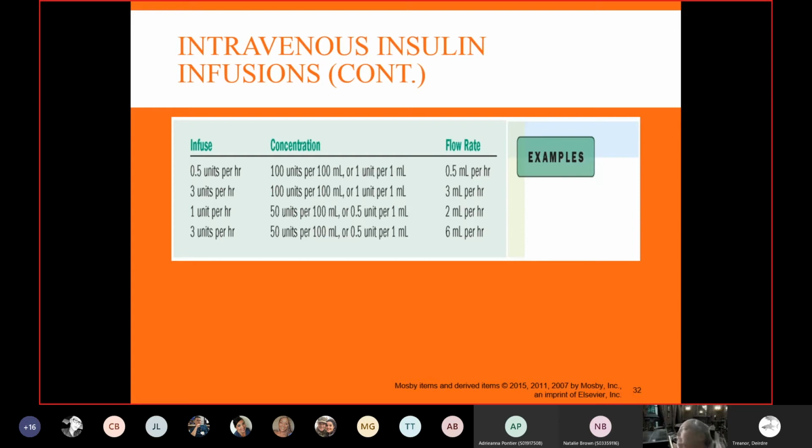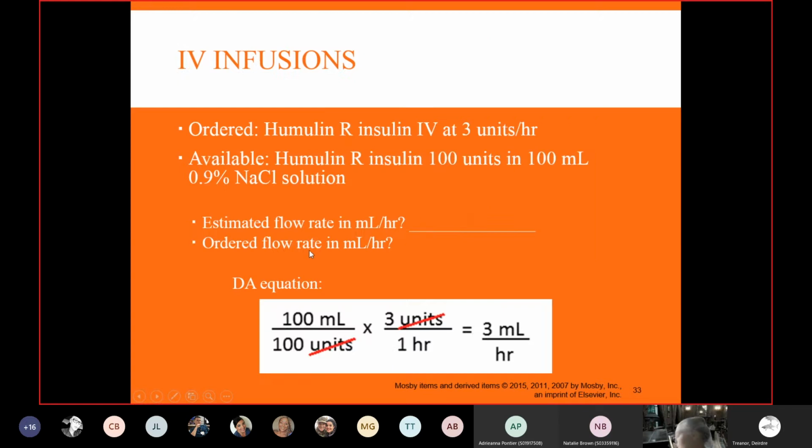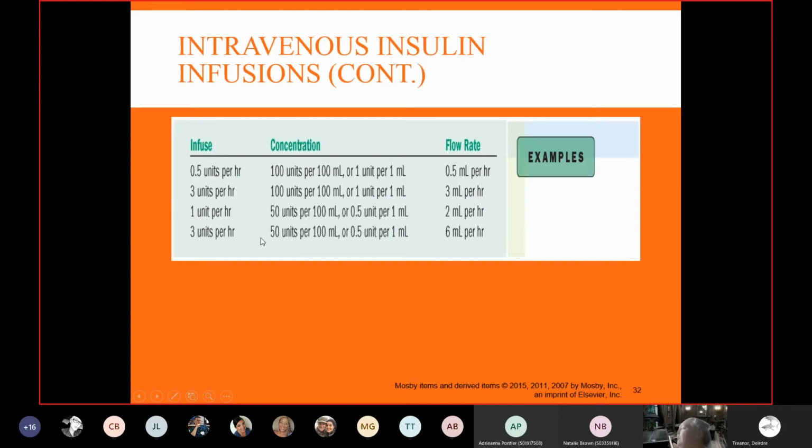So usually the order is going to tell you how many units per hour you're going to infuse it. You may have to figure out the flow rate with the concentration. Now, if it's 3 units an hour and there's 100 units per 100 ml, or it's 1:1, then you know it's going to be 3 milliliters per hour. If it's a 0.5 per 1, then you're going to actually double the milliliters per hour because it's half.